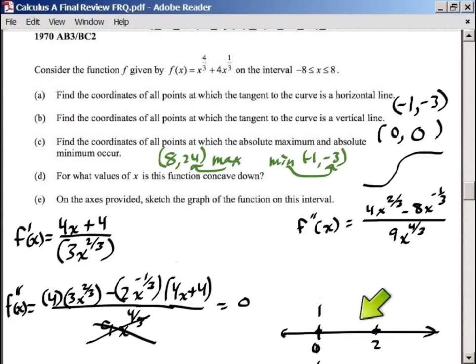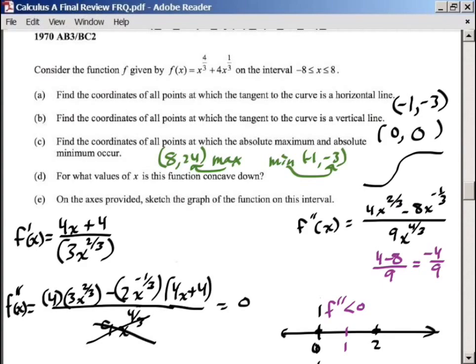Alright, so let's pick 1 first, just because that one is really nice and easy. So that's going to be my first tester point at 1. If I plug in 1, this would be 1, and this would be 1. And so we would have 4 minus 8 divided by 9. We get a negative 4 on top, so it's negative. That means we would be concaving down right here in this area because f double prime is less than 0.